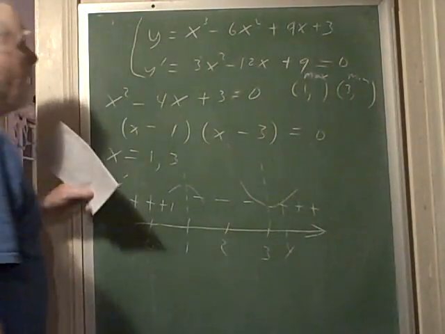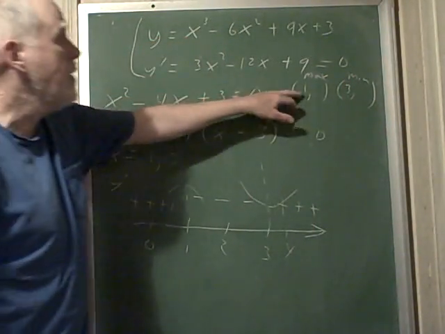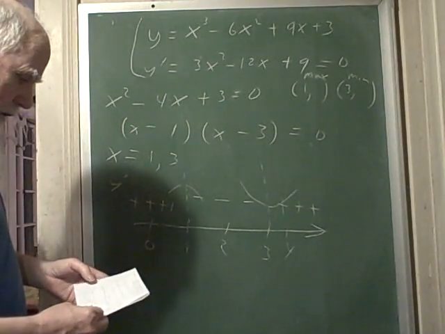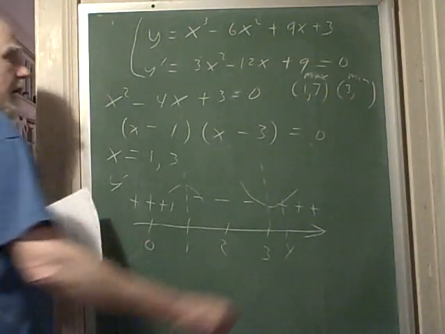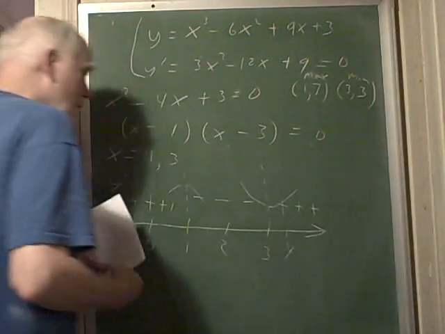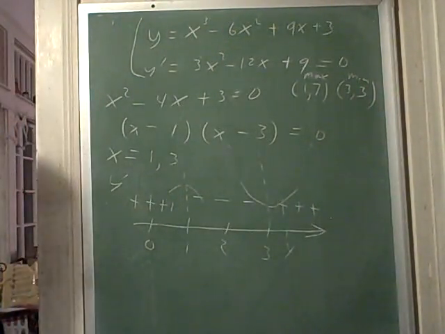Now, I put 1 into the original to get the y value, and if I do that, I get 7, and then I put 3, and then I get 3. So I found my relative max and min. Now the next thing, I'm going to erase something.